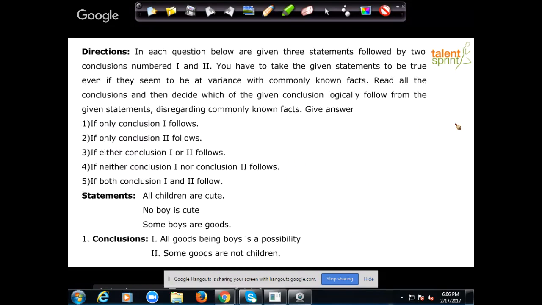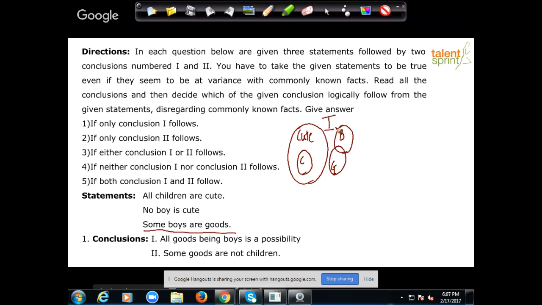It tells us all children are cute. So cute here will be our bigger set. So this is cute, and it tells us all children are cute, which means that children will be a subset of cute. Now it tells us no boys are cute, which means that boys will be an independent set here, and then it tells us some boys are goods. There. Now, with the third statement, boys and girls, please note the third statement that we have, some boys are goods. With this, there are 3 different possibilities, 3 different situations that may arise.